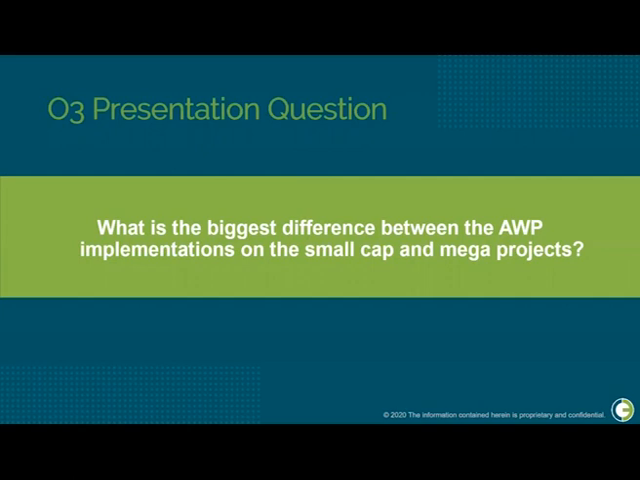All right, and this rounds out the questions for the O3 breakout presentation. What is the biggest difference between the AWP implementations on small cap projects and mega projects? And this sort of dovetails into that last question.